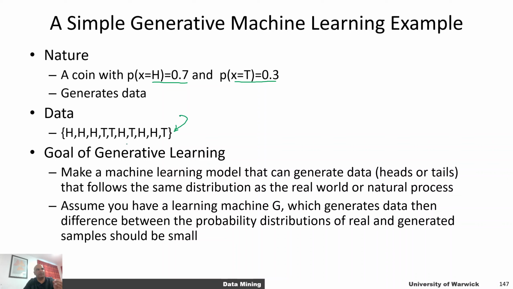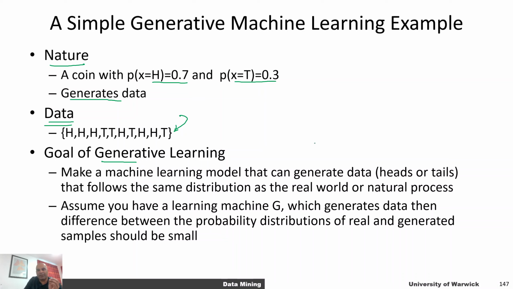So let's say you have some data that has been generated from this process, it can be head, head, head, tail, tail, head, and so on. So it can be a string of these heads and tails, and this is all you observe. So the natural process generates some data, and then that data is what we are going to use to do modeling or density modeling. The goal of generative machine learning is to make a machine learning model that can generate data, in this case heads or tails, that follow the same distribution as the real world or the natural process.